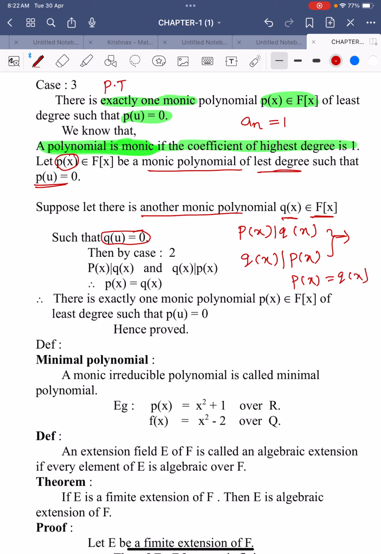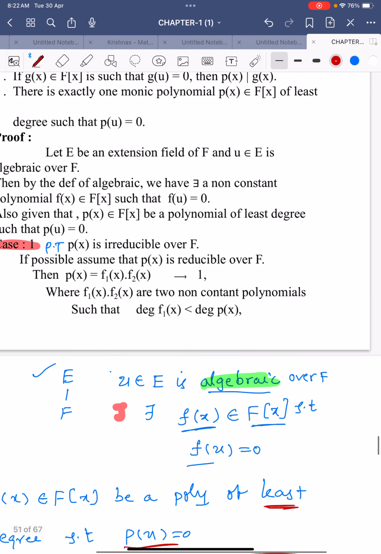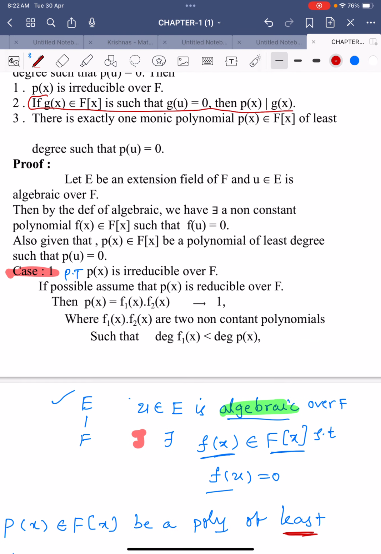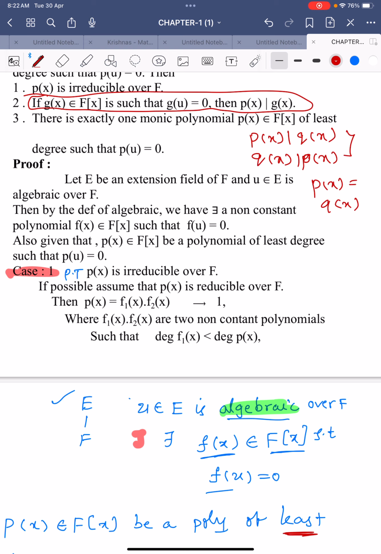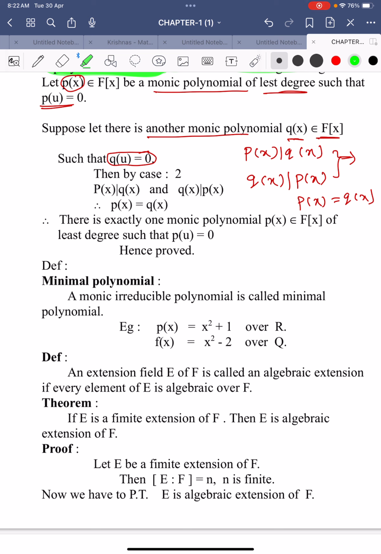With the same properties, if another polynomial exists, we apply the second condition of our theorem. Then obviously p of x divides q of x, where we assume q of x is another polynomial, and the same q of x divides p of x. So combining these two, we get p of x is equal to q of x. It means there is only a unique polynomial. There is exactly one monic polynomial p of x belonging to capital F of x of smallest degree such that p of u is equal to 0. This completes the proof of the theorem.